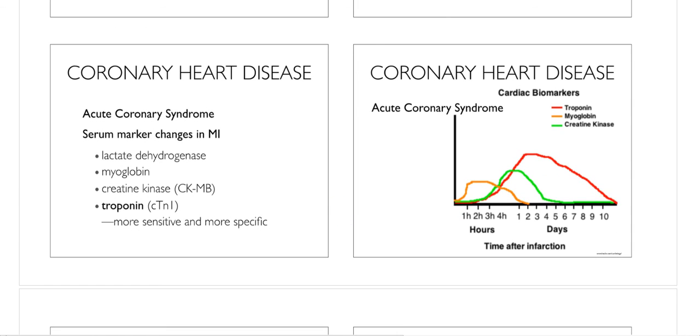For serum markers, we have to make sure that we do a full panel, but the most important one that we look for is troponin. Troponin has the most sensitivity and the most specificity for an MI. Other markers can be helpful in checking for any indication of an MI, but troponin is the main one. Unfortunately, troponin only goes up in the first few hours and doesn't really peak until 1 to 2 days after an MI started.